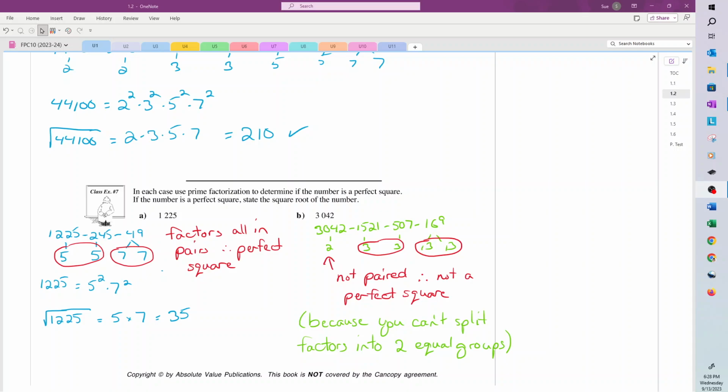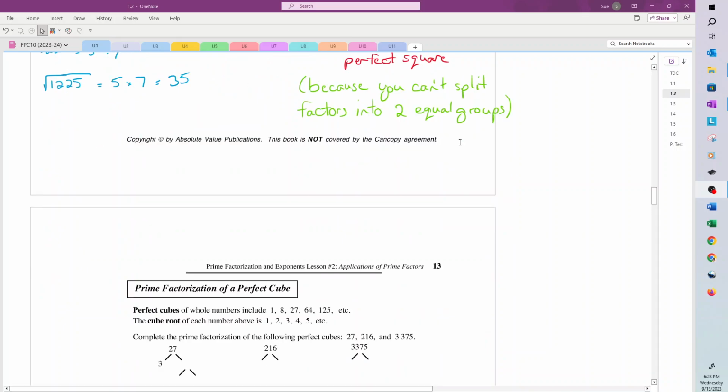3,042, when you factor it, you end up with one factor that doesn't have a pair. So it is not a perfect square because you can't split all of the factors into 2 equal groups. So it's not a perfect square, right? So let's look at perfect cubes.